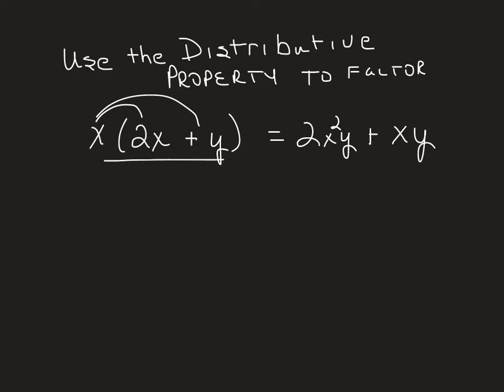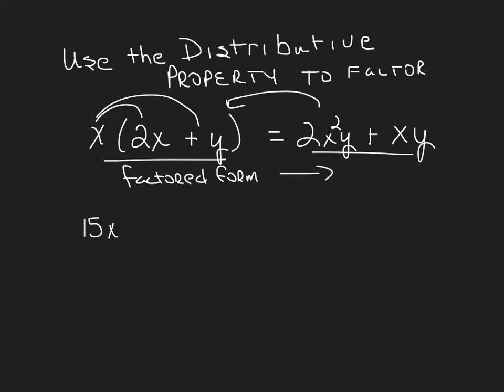This is the factored form of this. In other words, if I started with this, I could end up with this by going backwards. So let's look at an example. If I had 15x plus 25x squared, and I want to factor this binomial.